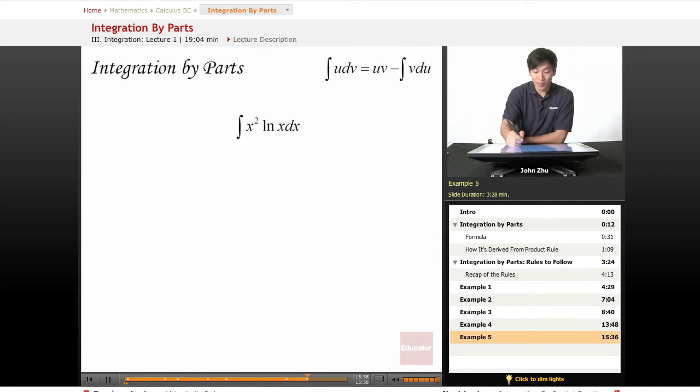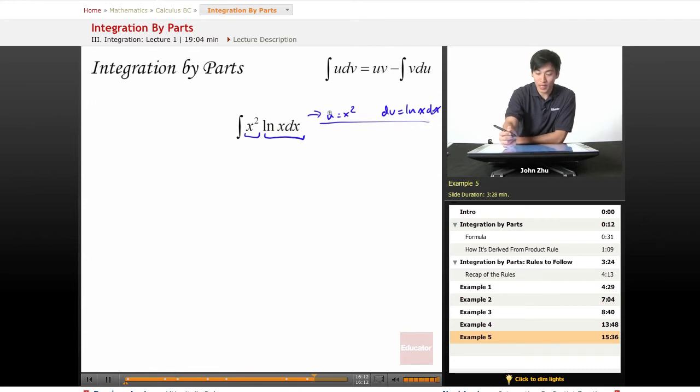For our last example of this section, we are just going to follow the same rules that we've been following for the past few examples. So this time, if we make u x squared and dv ln of x, let's see what happens. So u equals x squared, dv equals ln of x dx. Well, now we have to take the integral of ln of x. Well, the integral of x squared may be easier to carry out than ln of x.